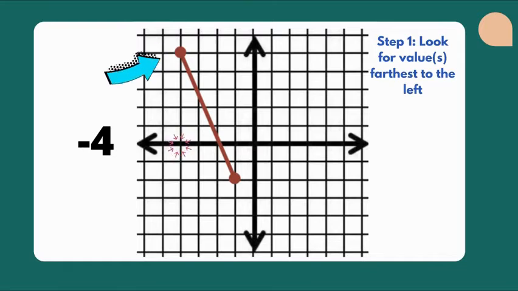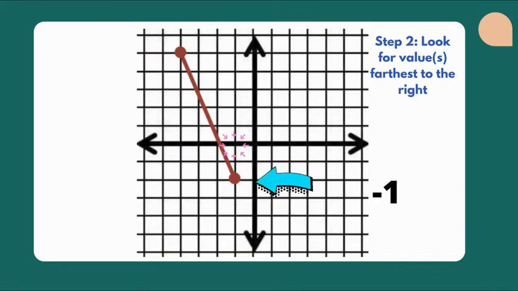So if we go all the way over to the left, you can see that we have a point to the left and it is located at -4 on the x-axis. So if we went to that point all the way on the left and we followed it down to the x-axis, we would get to the point -4 on the x-axis. Next, we need to look at the point farthest to the right. And the point farthest to the right on this graph is located at -1 on the x-axis. So when we go to that point all the way to the right, we follow it up to the x-axis and we notice that we are at the point -1.